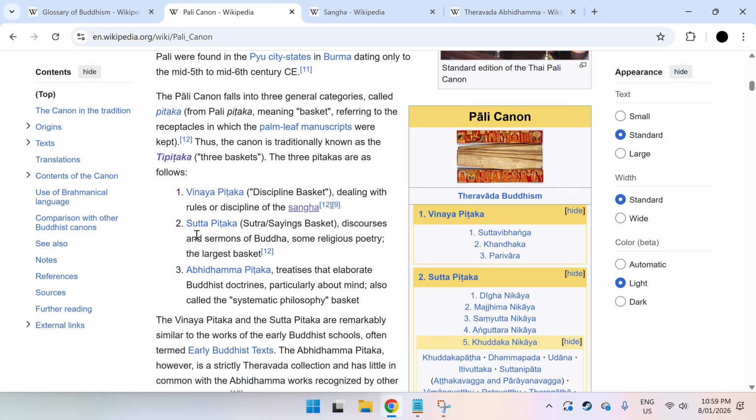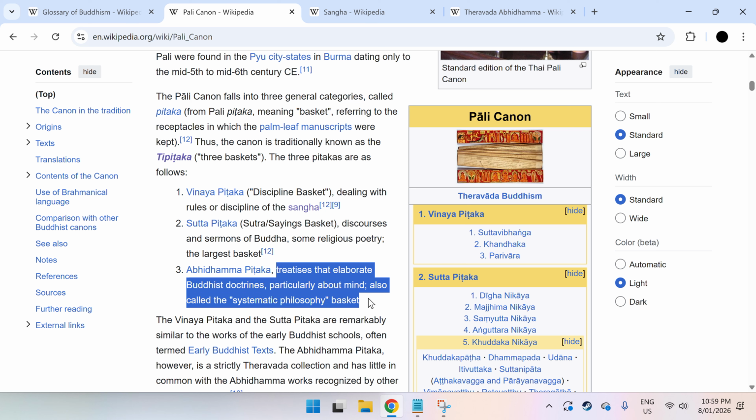Then we've got the Sutta Pitaka, the Sutra Sayings basket, discourses and sermons of Buddha, some religious poetry, the largest basket. So there we go. We've got discourses and sermons of Buddha. So that's what I thought the Abhidhamma was, based on how I've read about it so far. So yeah, let's read. What does it say about the Abhidhamma Pitaka? These are treatises that elaborate Buddhist doctrines, particularly about mind, also called the systematic philosophy basket.